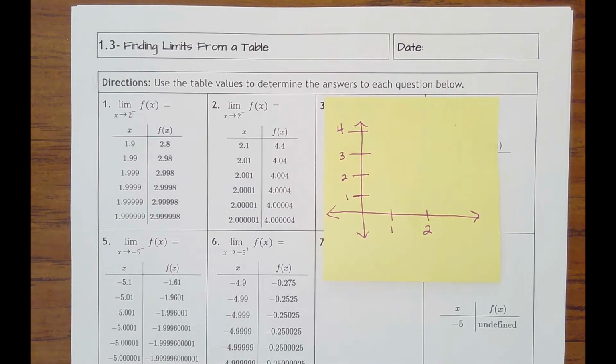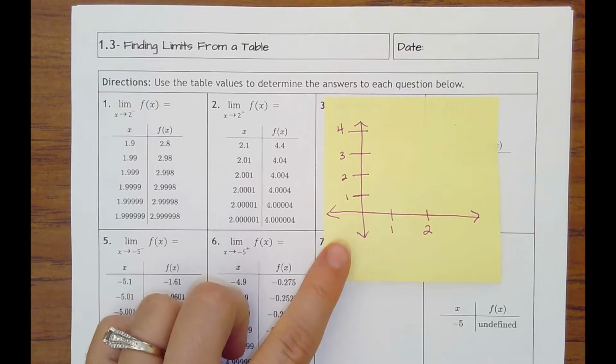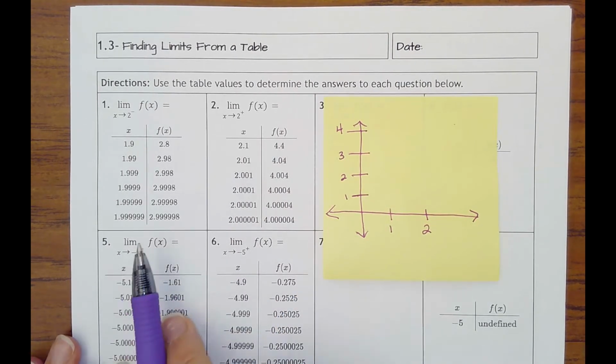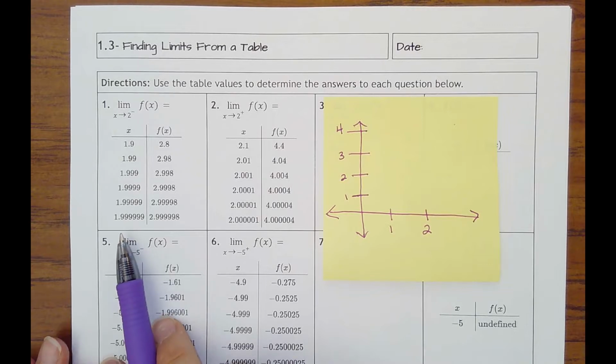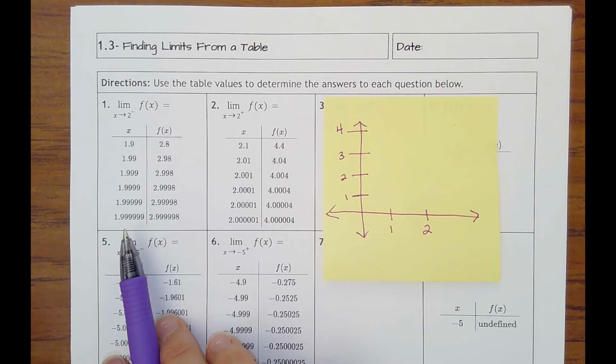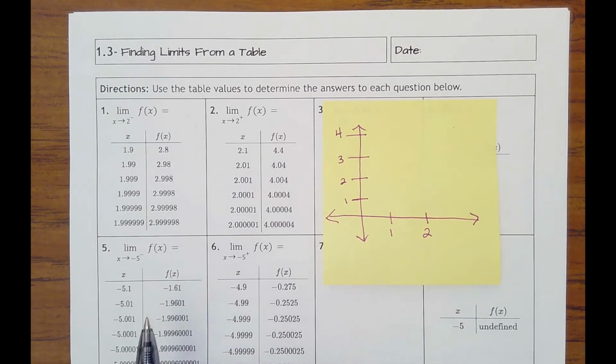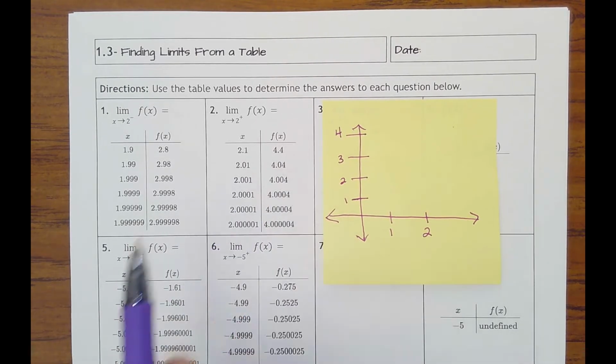1.3, finding limits from a table. This lesson on Delta Math is not super tricky, but you're going to have to put X values in the table yourself, and then they'll come up with the Y values. I went ahead and just snipped some of them so you could see it, but just realize in Delta Math, you're going to have to be doing these tables yourself.